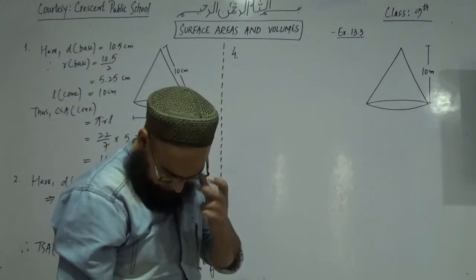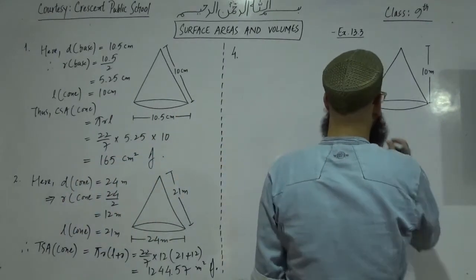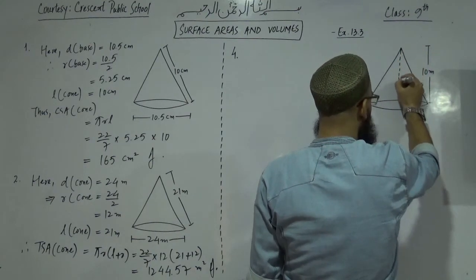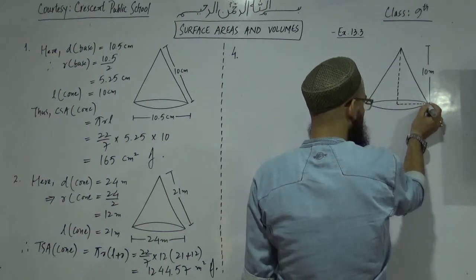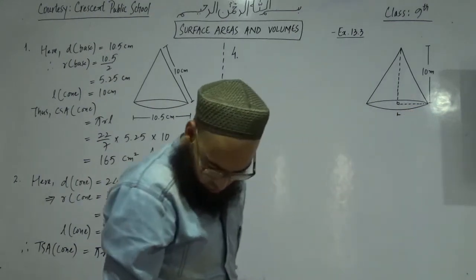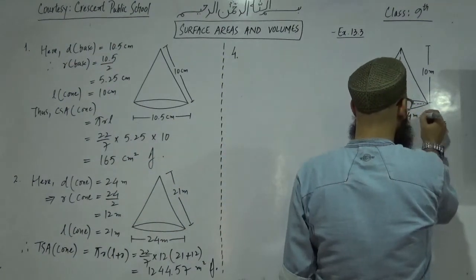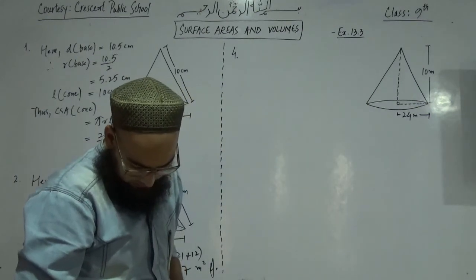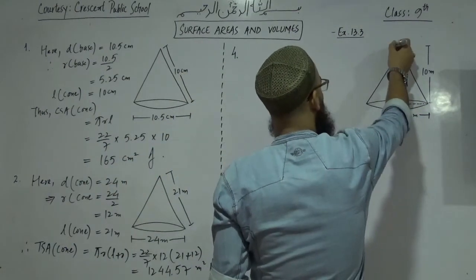Then the radius of its base is 24 meter. Radius is given. You know this is the height, this is the radius and this is the slant height. It's 90 degrees here. Radius is 24 meter. Then find the slant height of the cone.